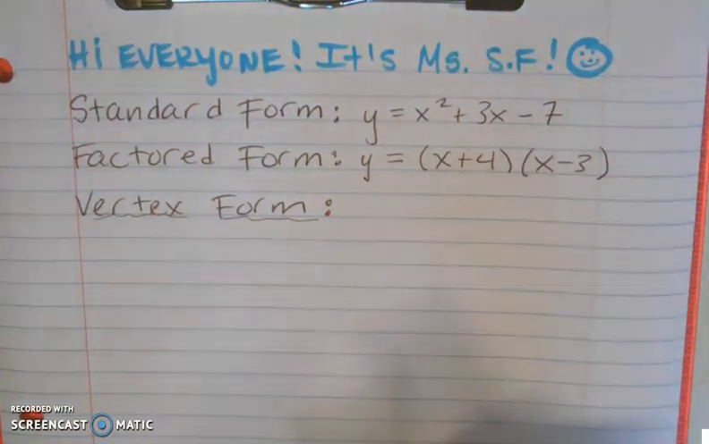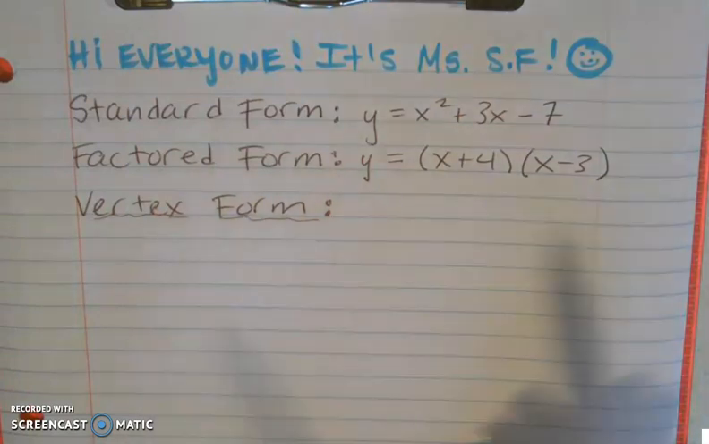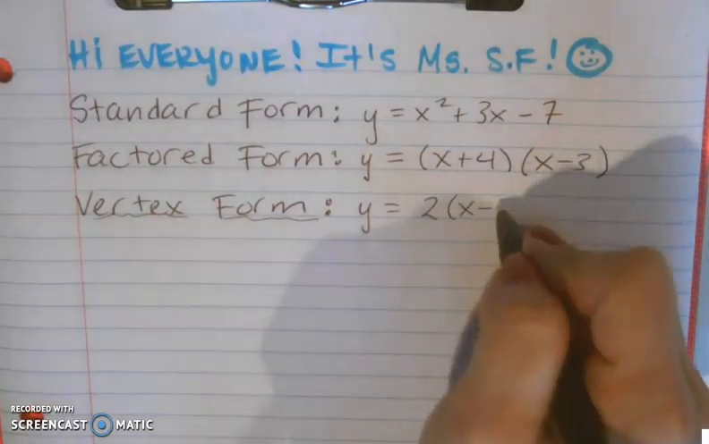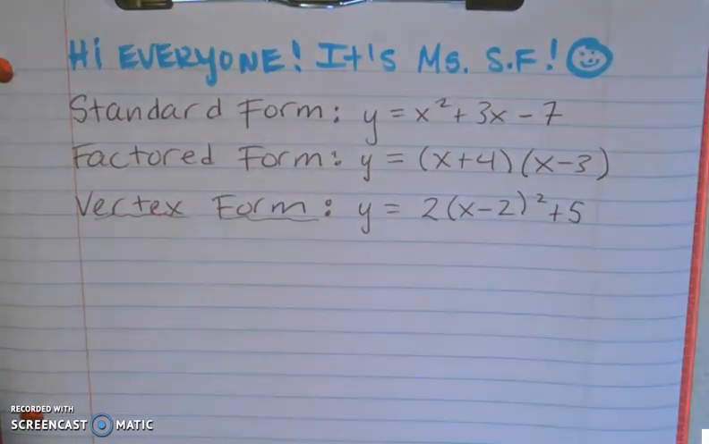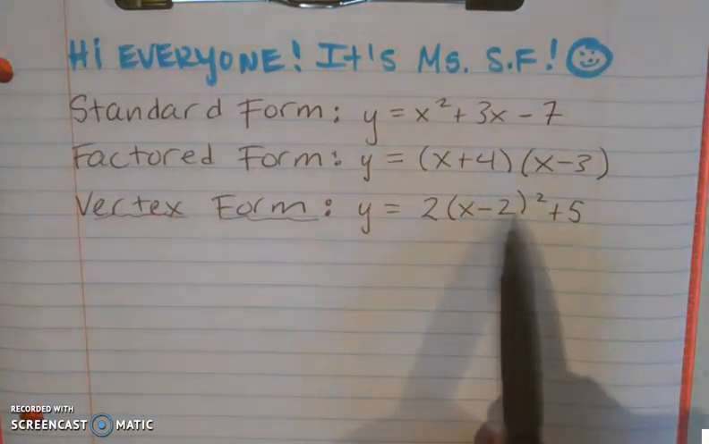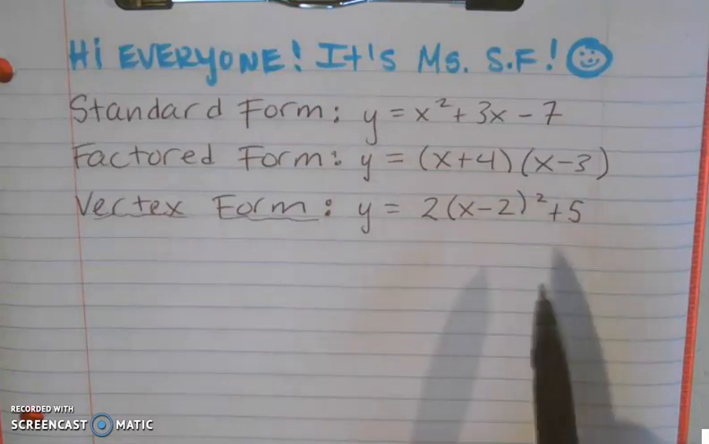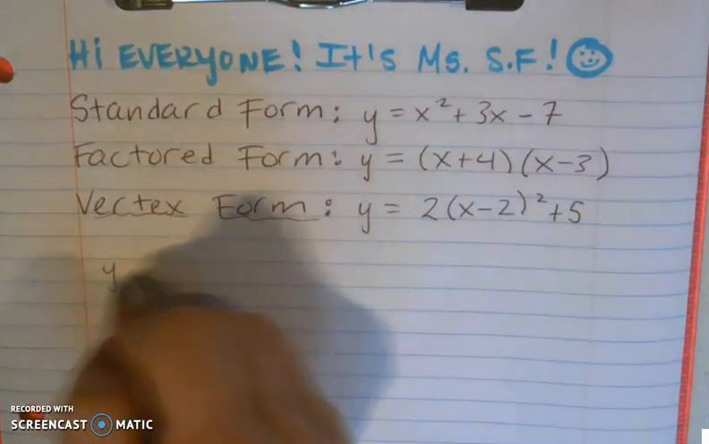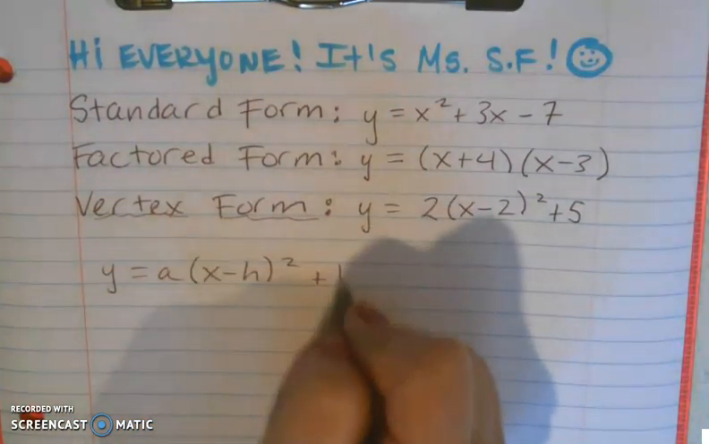It has the parentheses. Today we're going to be looking at vertex form, and an example of vertex form would be this: y equals 2 times x minus 2 squared plus 5. So just notice that vertex form has the x term in parentheses squared, and you have a number right here. So our general form for vertex form is y equals a times x minus h squared plus k.